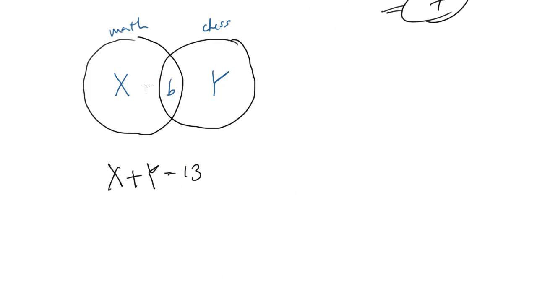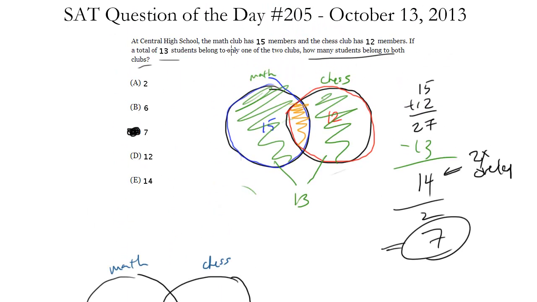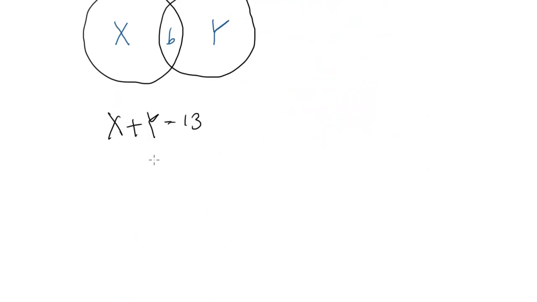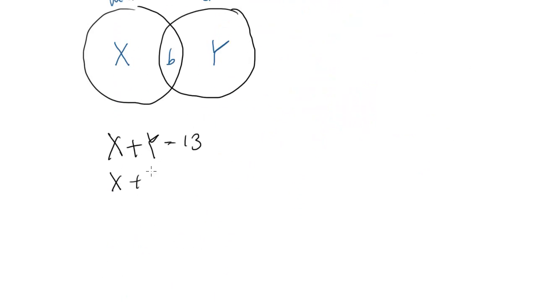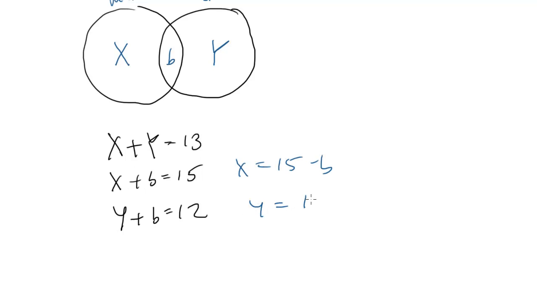And I know that the number of people doing math, whether by itself or with chess, is 15. So X plus the overlap, so X plus b, is 15. And I also know that Y plus b is 12, right? Because the number of people doing chess, whether by themselves or with math, is 12. Now I can just do a couple substitutions because I can rearrange this to get X equals 15 minus b, and Y equals 12 minus b, and I'll substitute those in here.